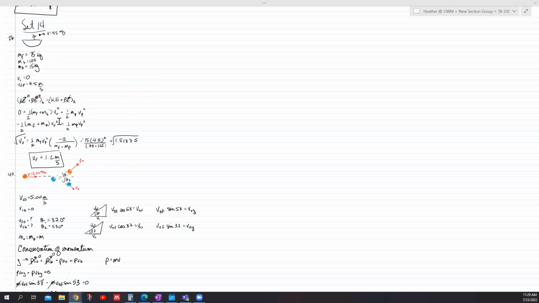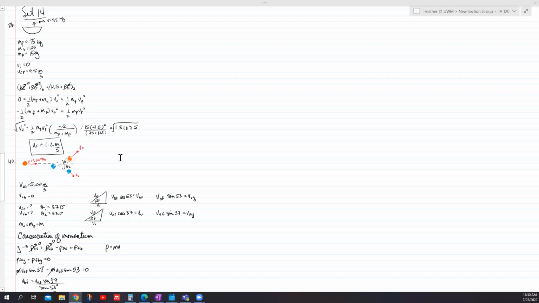So we're going to plug in our values. We're going to get VF by itself, and we end up with 1/2 MP VP squared times -2 over MF plus MP. Plugging in everything that we know, we're going to get VF squared equals 1.51875. Taking the square root, we get the final velocity is 1.2 meters per second.